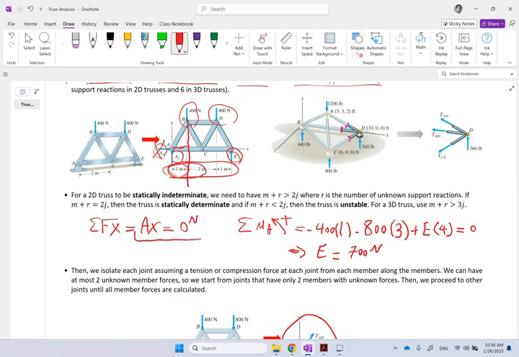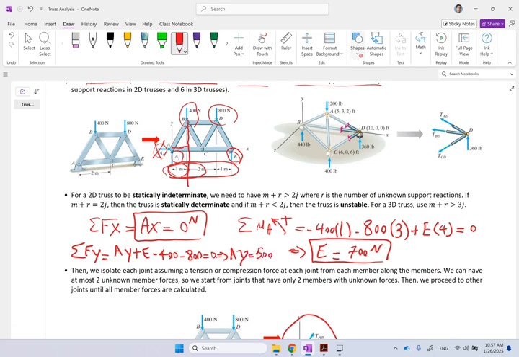AX was 0. E was 700, and then you say sum Fy equals 0, which in this case is AY plus E minus 400 minus 800. This is 0, and from here you should be calculating AY to be exactly 500 Newton. And you clearly see 500 plus 700 cancels 400 plus 800. The sum is 1200. And the moments are 0 as well. So there we go. We found the reactions.